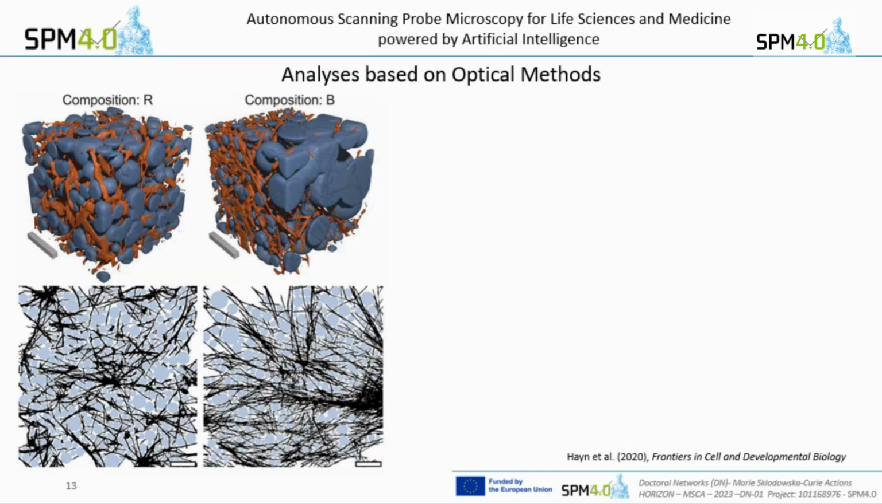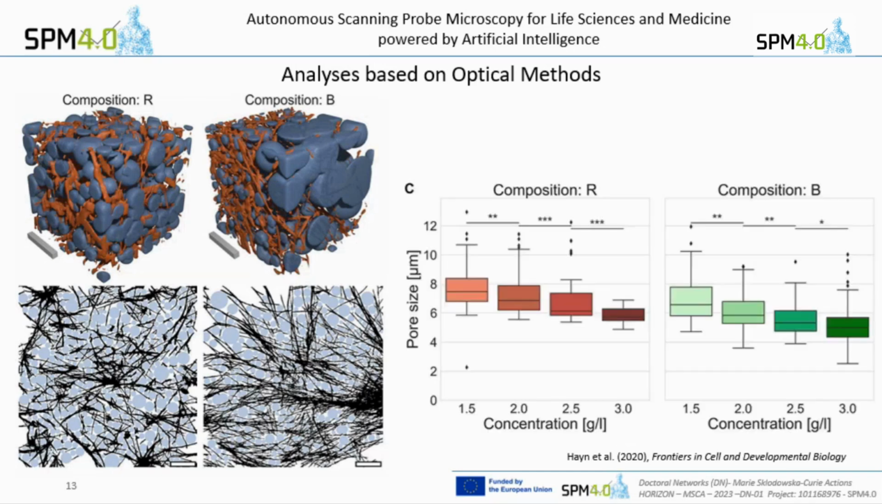With that, you see here, for example, two different kinds of collagen gels. This is only red collagen, and this is bovine skin collagen, which has much larger bubbles and is much more heterogeneous. You can also get nice numbers on them, and you can see here how the pore size becomes smaller if you increase the concentration.